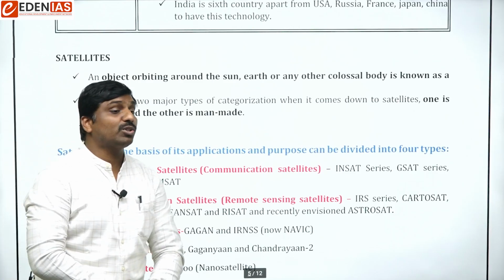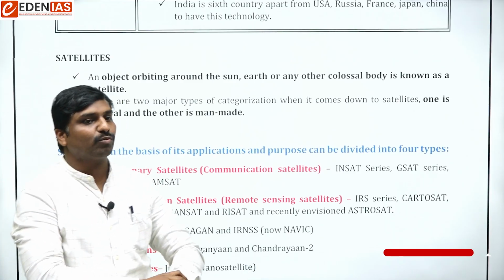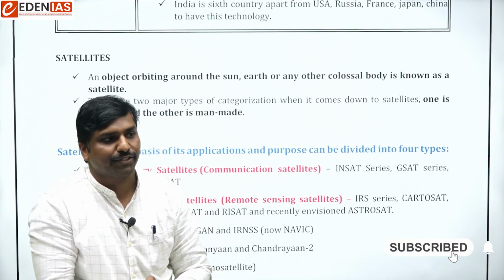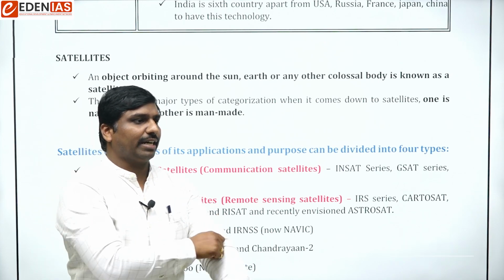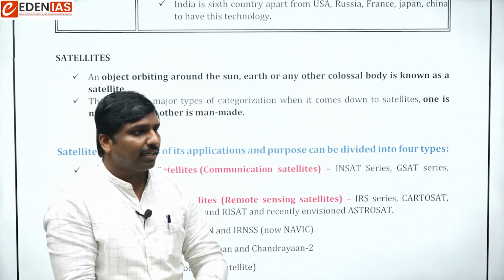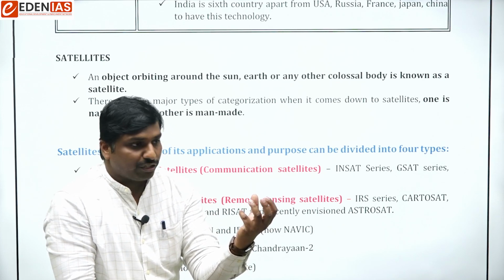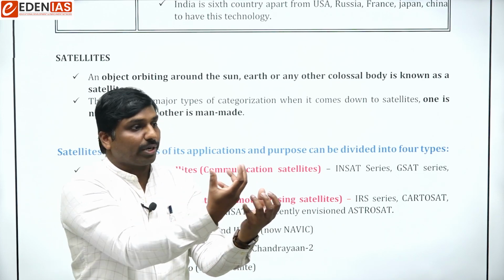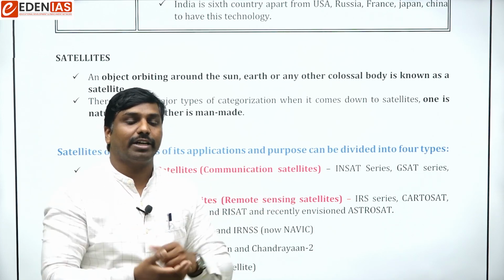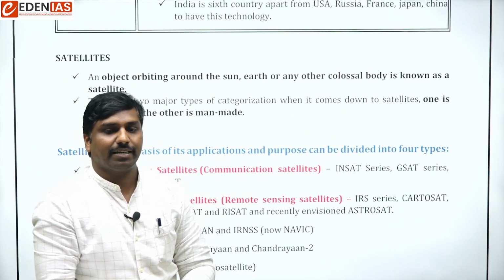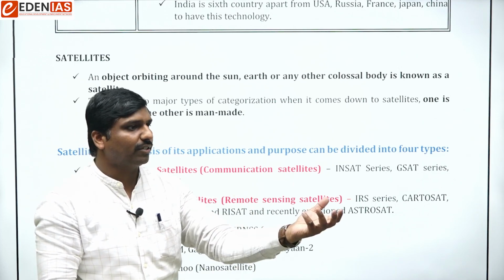Some details about satellites. So what are satellites? What are the types of satellites and all those things? Okay. So if we basically understand satellites, we have understood that a small celestial body which revolves or orbits around a large celestial body is nothing but a satellite. Okay. Moon is a satellite of Earth.